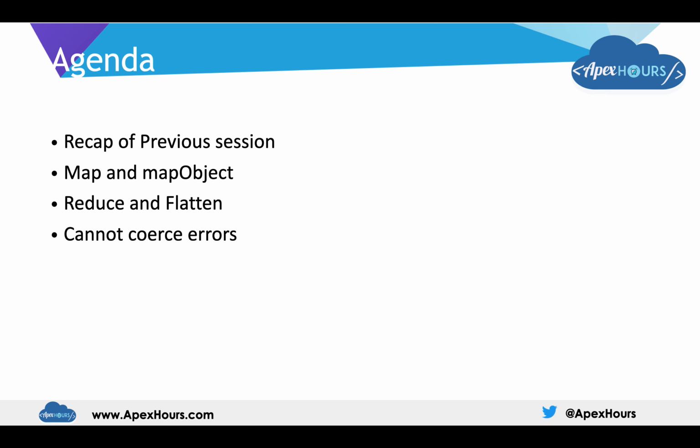As usual, we will go with the recap of our previous sessions, and we will be discussing map and map object, reduce and flatten. These are the four common syntaxes that we often use in our real-time projects, and mostly we'll play with these. I will try to explain in an easy manner, and I will give some hints on how to remember them. So don't forget to do hands-on, again I'm saying.